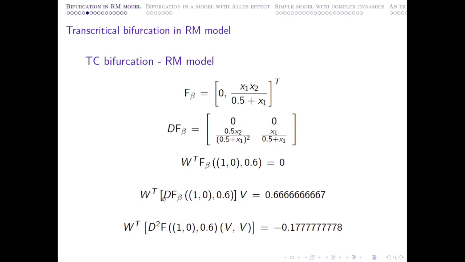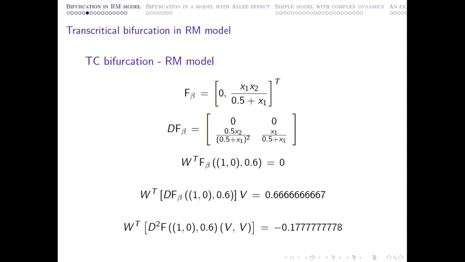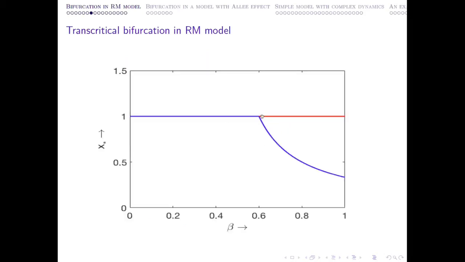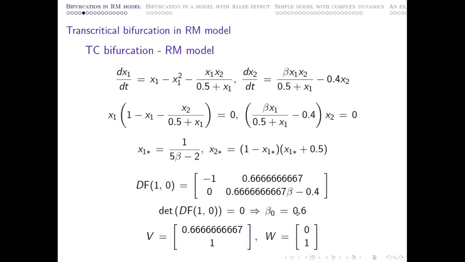Similarly, by calculating W transpose this quantity and W transpose D2F, you can find one of them is equal to this one, another one is this one, and hence the conditions which were required are satisfied: the first one is 0, and the other two are not equal to 0. Hence the system undergoes a transcritical bifurcation. As I have shown you earlier, yesterday I did not explain why it is happening at this level, and now you can clearly understand that your bifurcation threshold is beta 0 equal to 0.6.